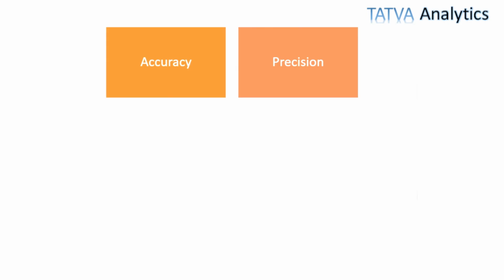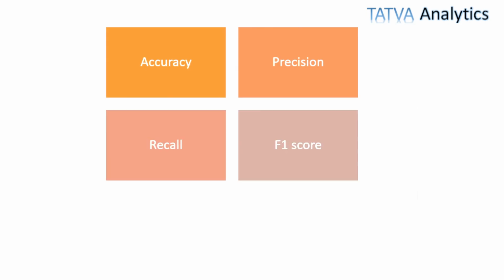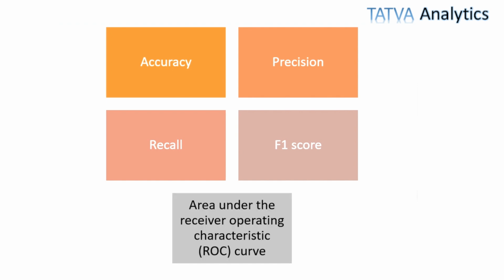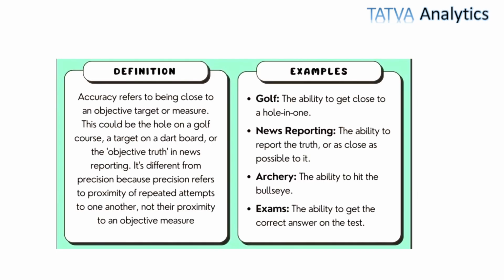Then you need to evaluate the model by assessing the performance of your machine learning model using appropriate evaluation metrics. Common metrics include accuracy, precision, recall, F1 score, and area under the receiver operating characteristic, or ROC, curve. What are these? Let's take a quick look at each of them. Accuracy is defined, as you see here, as being close to the objective target or measure. If you're talking of golf, it could be the hole in golf, or the target on the dartboard, or objective truth in news reporting.